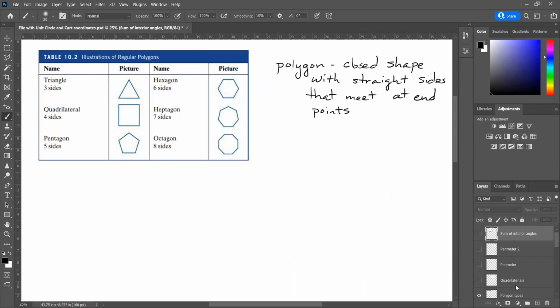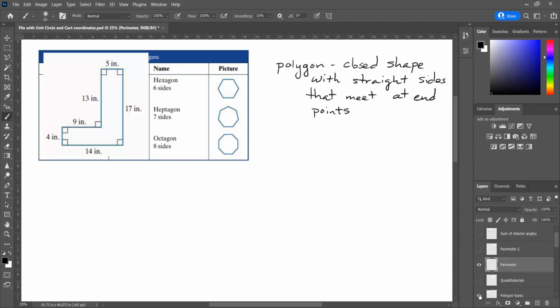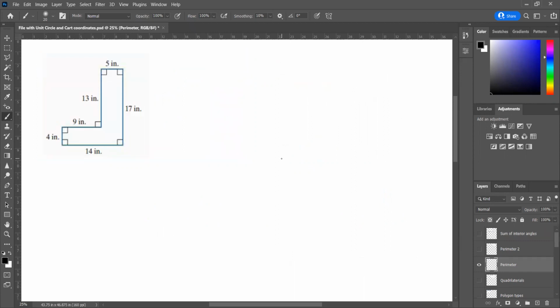So with these polygons, one of the things we may have to do is calculate perimeter. So let's take a look at one of these. Perimeter is a calculation we will need, and perimeter is like, how much fence do I need to go around the yard? So it's the sum of the side lengths. So the perimeter of this particular polygon, and how many sides do we have? 1, 2, 3, 4, 5, 6 sides.